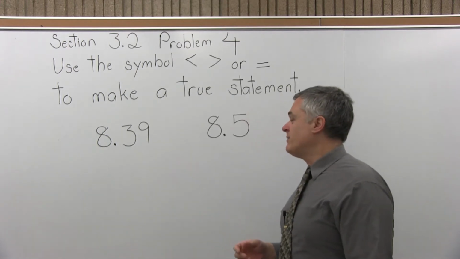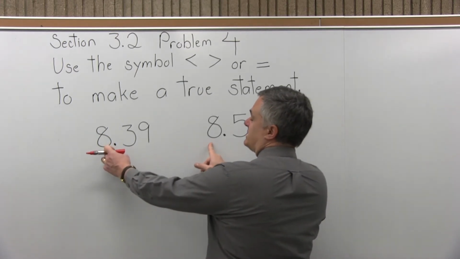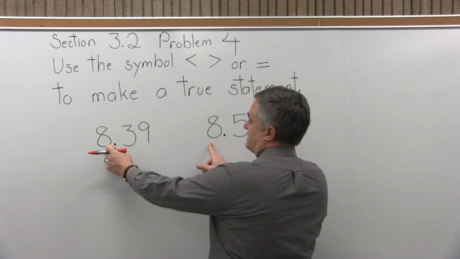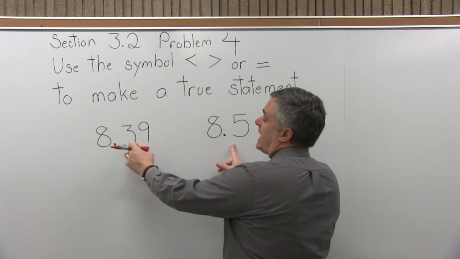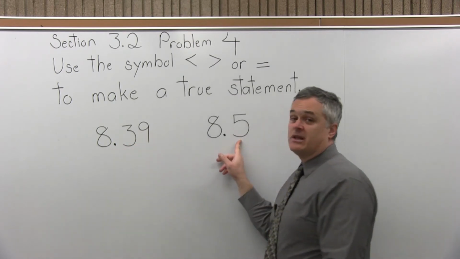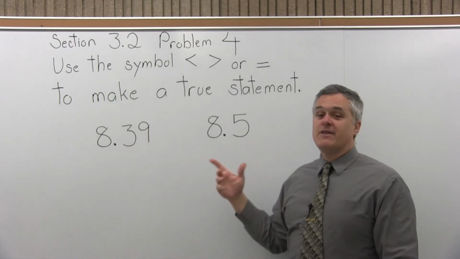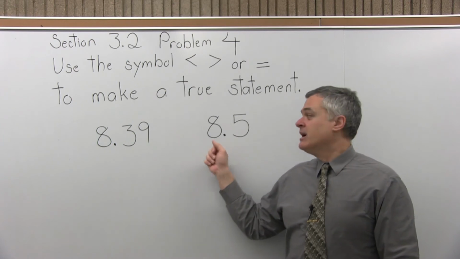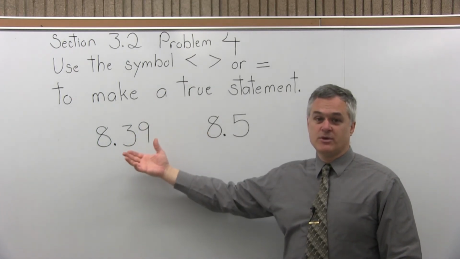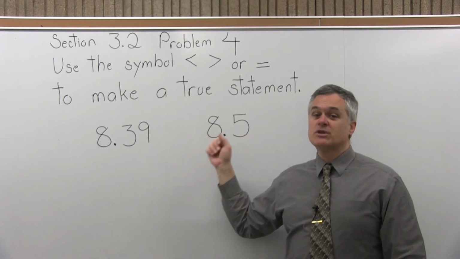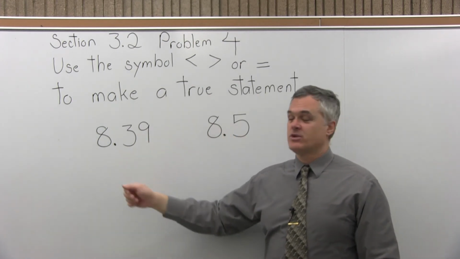The way you tell is you want to start from the leftmost digit and do a comparison of just those digits. They're both 8, so there's a tie. So we move over one digit to the right. Now I have a 3 and a 5. Well, clearly 5 is larger than 3, and at that point it makes 8.5 bigger. It doesn't matter that there's still stuff that comes after it in one of the numbers. The 5 is larger than the 3, so 8.5 is larger than 8.39.